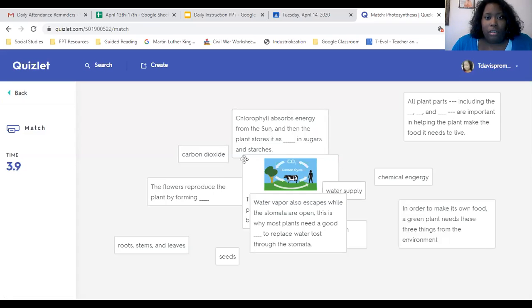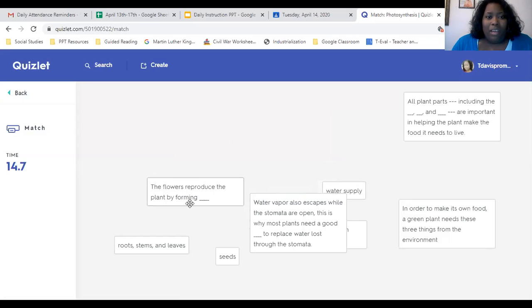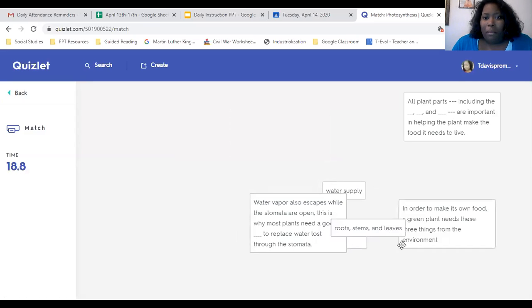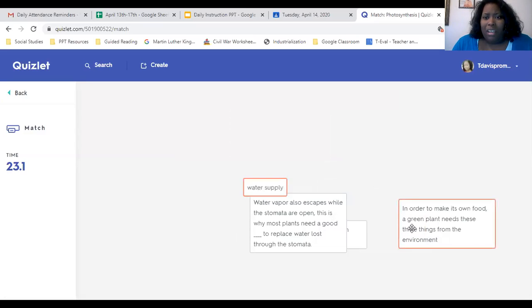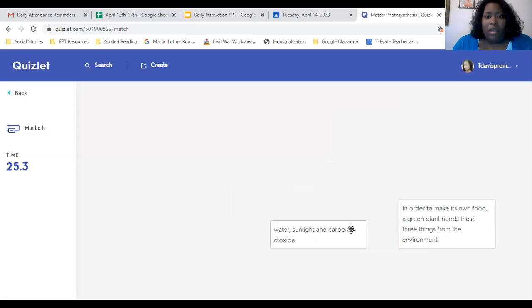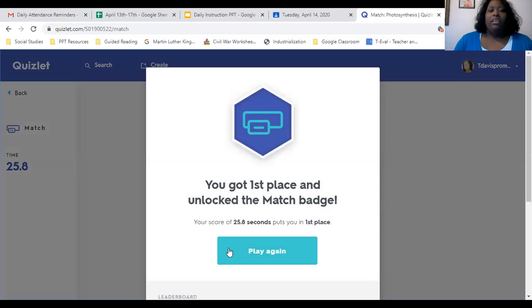All right, so this is, let's see. All right, and chlorophyll absorbs energy from the sun. Oh, that's chemical energy. The flower produced by forming seeds. These are plant parts. Water supply. Nope. Water vapor. Yeah, and then boom. All right, so 25 seconds was my best time so far.